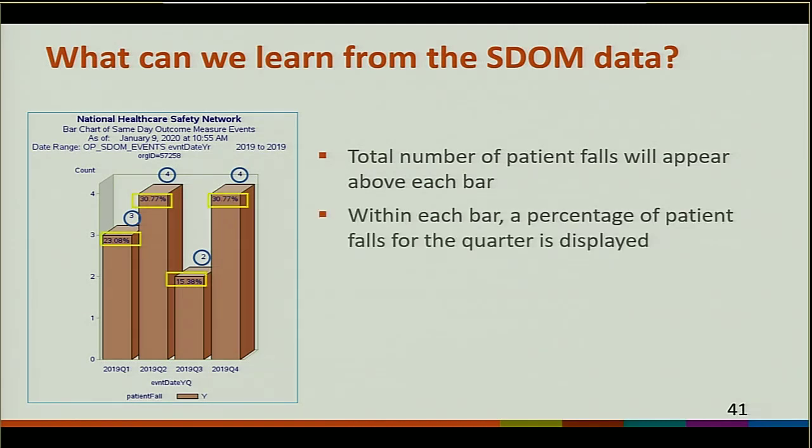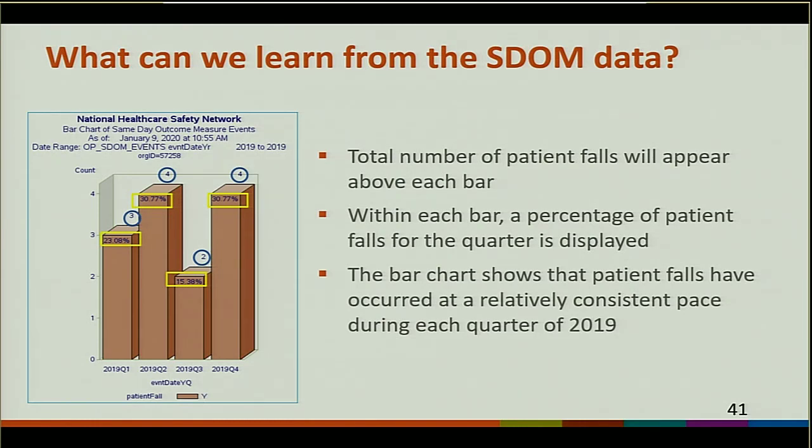The next item is the percentages. So within each bar, a percentage of patient falls for the quarter is displayed. So for example, for 2019 Q1, 23.08 percent of all patient falls occurred within this quarter for the 2019 calendar year. This bar chart shows that patient falls have occurred at a relatively consistent pace during each quarter of 2019. They're neither trending upwards or downwards. They stay pretty consistently in the same area.